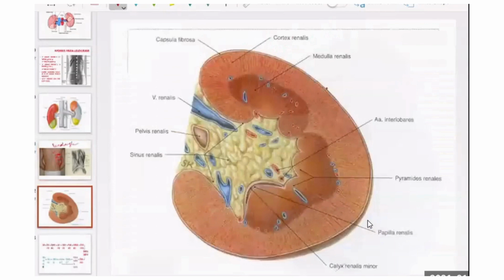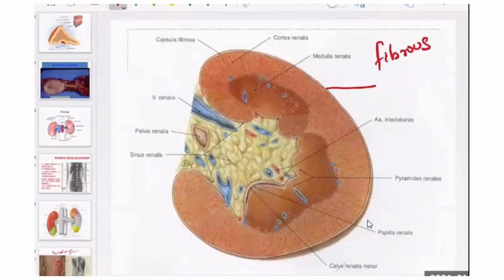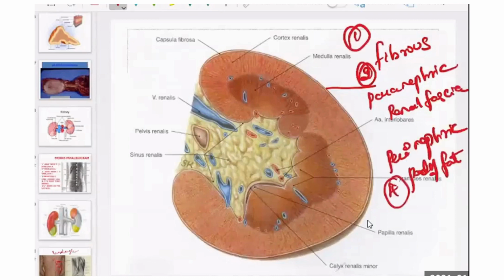You should know what are all the coverings of the kidney. First is fibrous capsule, paranephric pad of fat. Next is renal fascia. Next is perirenal pad of fat. So two fatty layers are present, right? The second layer and the fourth layer are the fatty layers. The first is the fibrous layer and the third layer is the renal fascia. So there are four coverings for kidney.